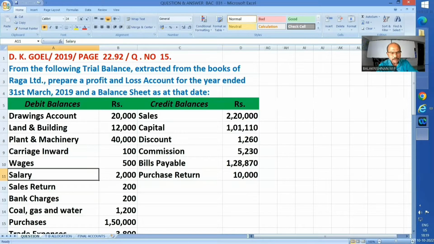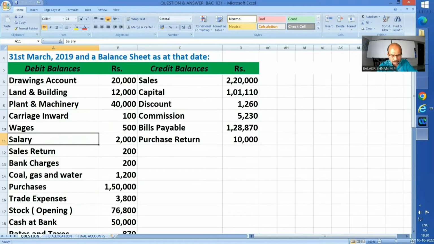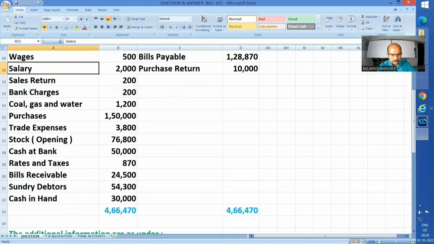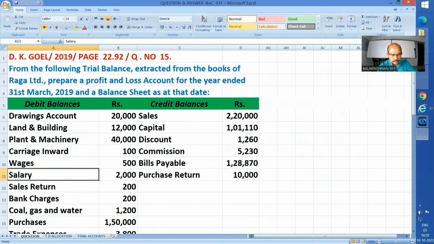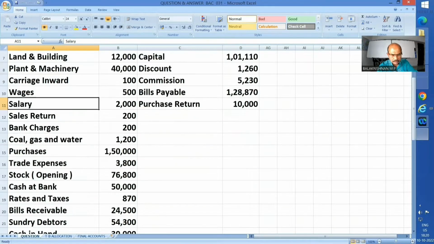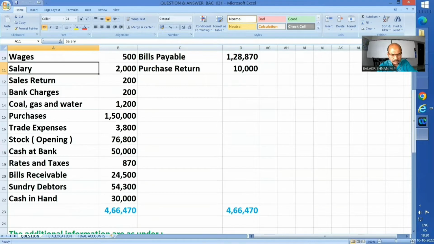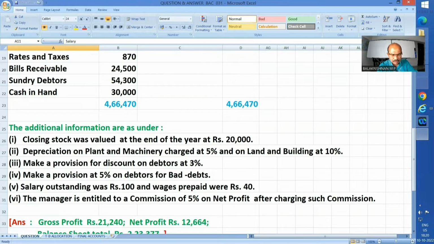Well, students, first question of the day is question number 15, page number 22.92, DK Goel edition year 2019. Well, we have been given a tallied trial balance. I'm posting it sufficiently so that you can write it down, those of you who could not manage the book. It's followed by 6 adjustments.